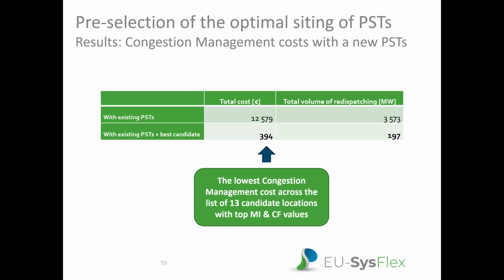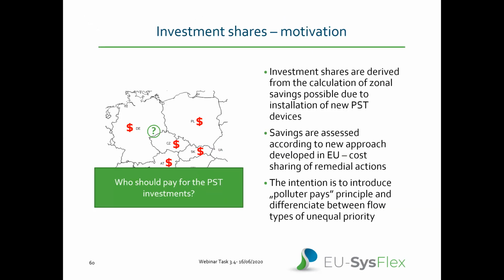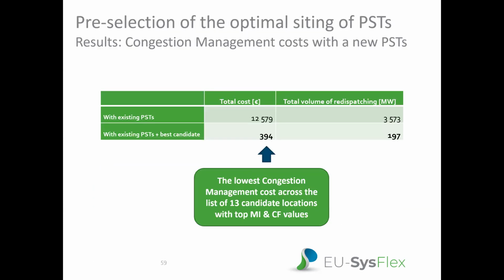We solve the congestion management problem once again, but with the new PST in place. The total cost of congestion management decreased dramatically, making it almost cost-free across all 24 scenarios. So on an ending note, we also calculated the congestion management cost in case of not only the top one, but the second best candidate, third best candidate, etc.